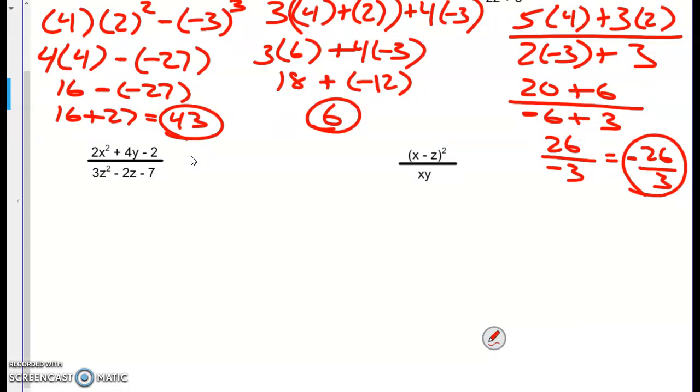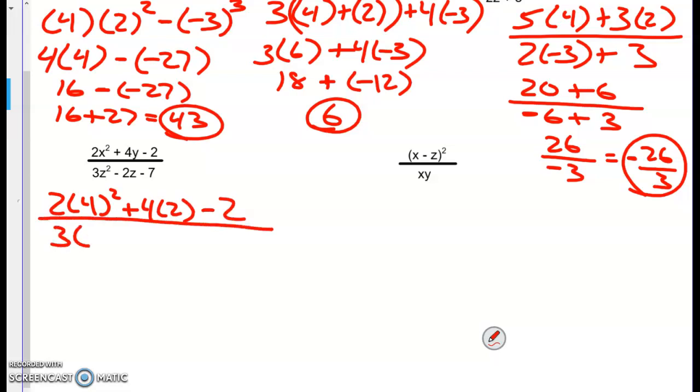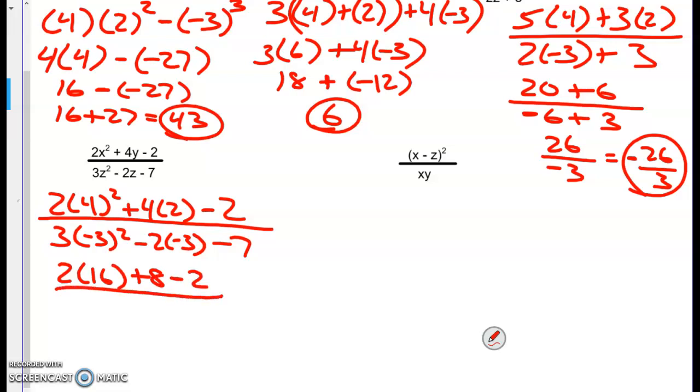So this one down here, my x remains 4. My y remains 2. And it's all over 3 times negative 3 squared minus 2 times negative 3 minus 7. I'm going to deal with the exponents first here, and once again, signs matter. 4 squared is 16. 4 times 2 is 8 minus 2. All over negative 3 squared. Negative 3 times a negative 3 is a positive 9. That even exponent turns that positive.